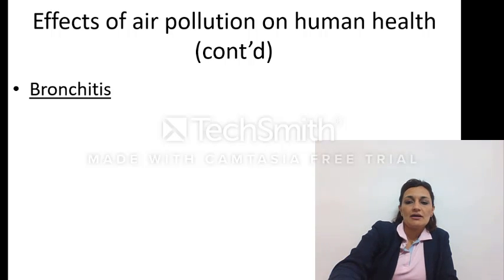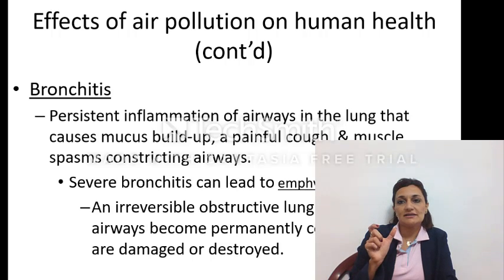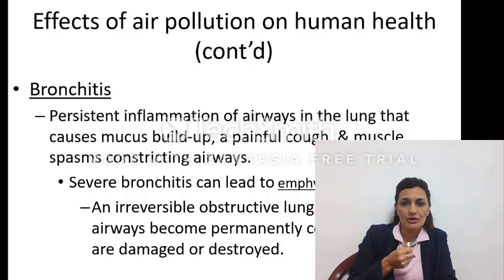Okay, now the first sign of lung irritation is bronchitis. Remember, everything that ends with itis is inflammation. Bronchitis is inflammation of the bronchi, the passage pipes that allow the passage of air to the lungs. These can be inflamed, and they will cause certain cough and muscle spasm around the bronchi. Now, severe bronchitis will lead to emphysema, which is an irreversible kind of inflammation of the bronchi, and might as well affect the alveoli at the end of the pipe. Okay, these might be damaged or destroyed, and it is irreversible.